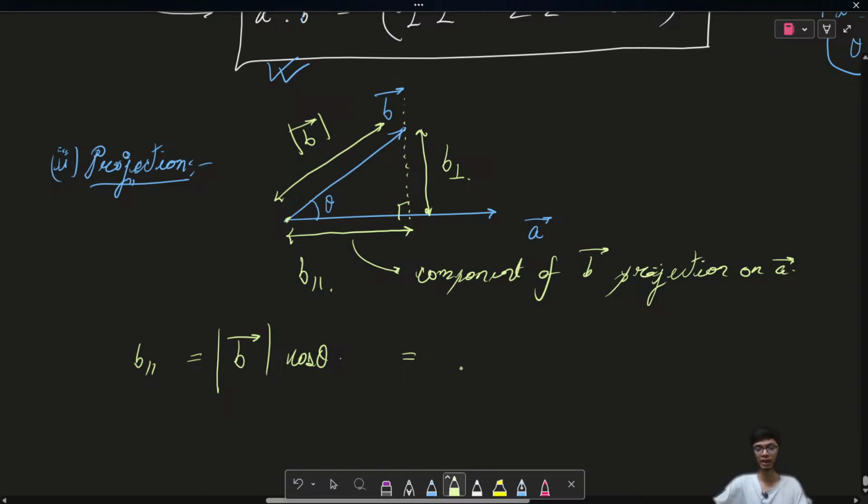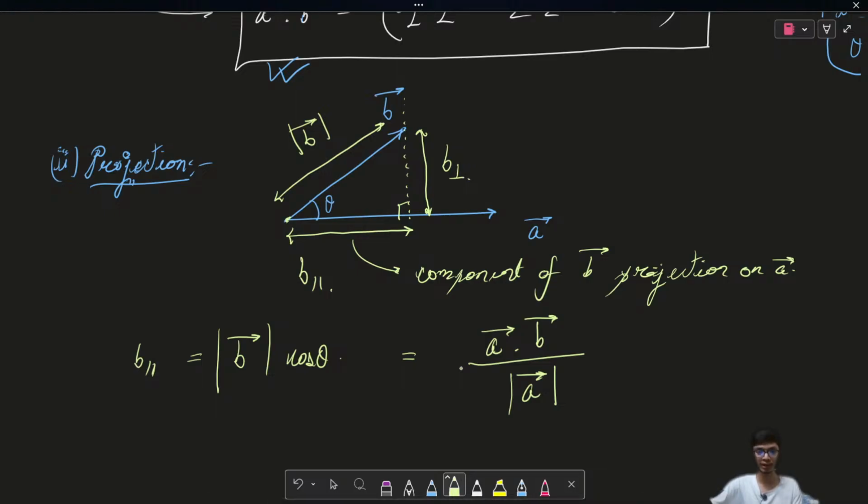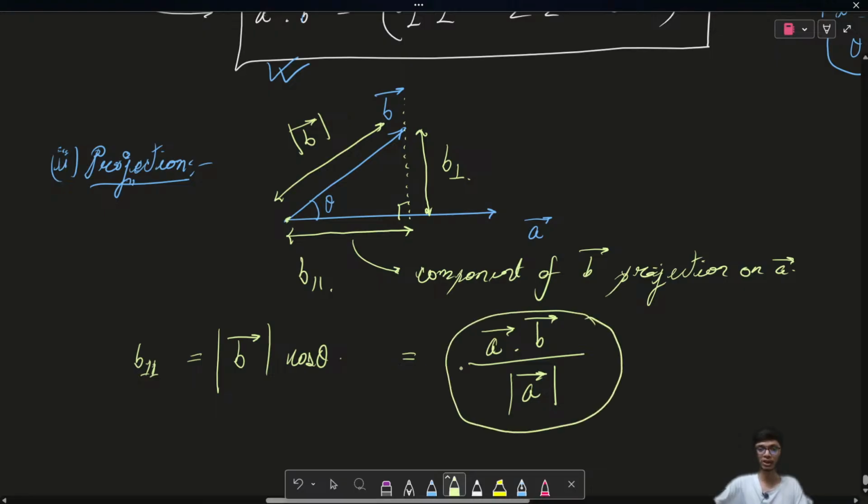Now we have seen that cosine of theta can be given as a dot b divided by mod of a mod of b. So if I substitute that result over here, the length of the projection is going to come out simply as mod of the dot product of a vector and b vector divided by the mod of a vector. So this is going to result in the component of the vector projection. So b vector, if it is projected onto the a vector, the result is going to be like this. So this is the projection of B on A.